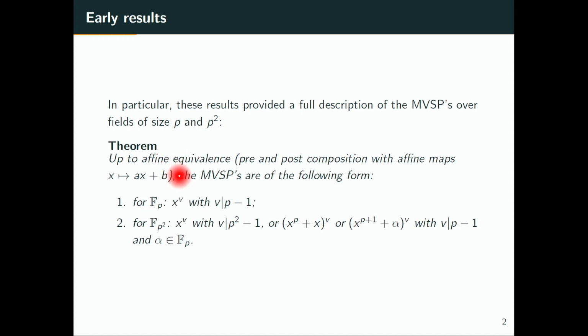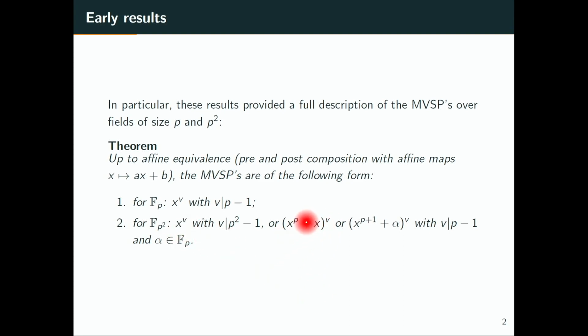Over F_p, we only have, up to affine equivalence, which I will use throughout the talk, so we are considering the polynomials up to pre and post compositions with affine maps. So we're just taking a change of variables to make it simpler. And so over F_p, we only have powers x^v, with v dividing p minus 1. And over F_{p^2}, we have x^v, with v dividing p squared minus 1, and 2 other families of polynomials.